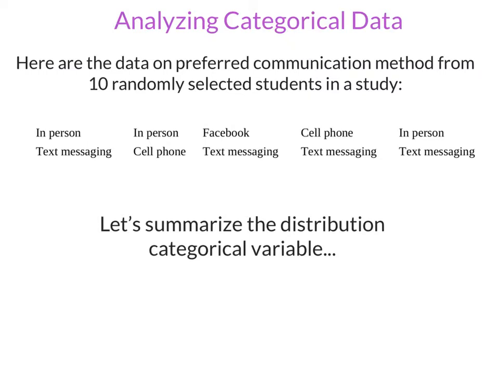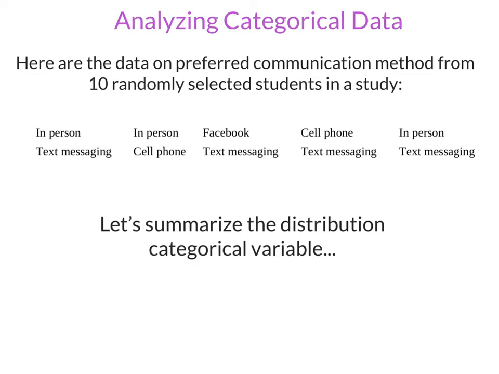So let's take an example of analyzing categorical data. Let's say that I've got 10 data points on preferred communication method from 10 randomly selected students in a study. They're Canadian, if that makes any difference. So here's what they chose. We've got a couple of in-person communication, cell phone, Facebook, text messaging. So let's take these 10 random data points and summarize the distribution of the categorical variable.